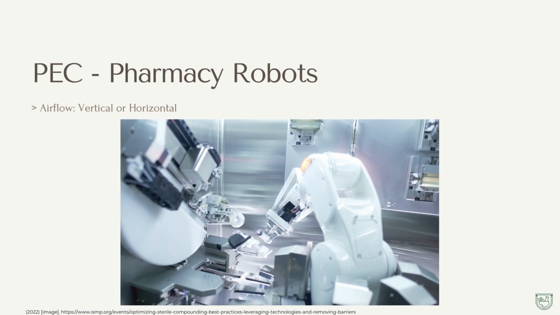And then lastly, your pharmacy robots. These are another type of primary engineering control system where the airflow can be vertical or horizontal. Robots are very helpful because they can decrease the manual labor for batching medications, and they also decrease the exposure to hazardous drugs.